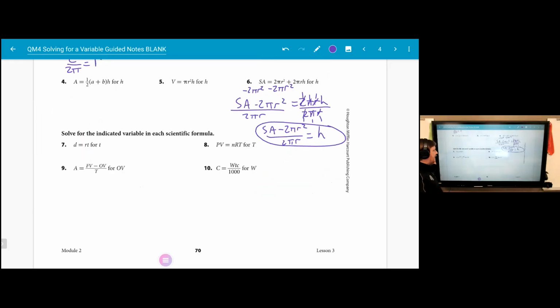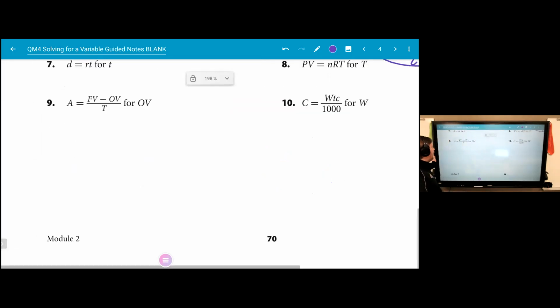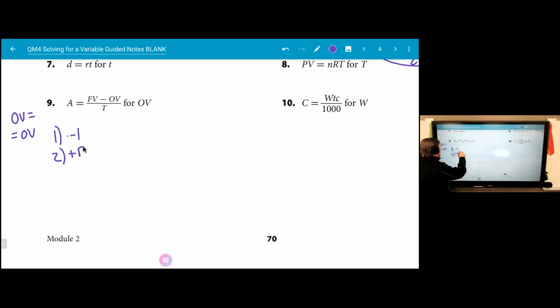I like number 9, so I'm going to work on number 9. It says A equals FV minus OV, all divided by T. We're trying to solve for OV. In other words, OV equals something. What's happening here? It's a negative OV. So in reality, I've got a 3-step approach I'm going to take. OV is first being multiplied by -1. Then to that, I'm adding FV because it's a positive FV. And then I'm dividing by T.